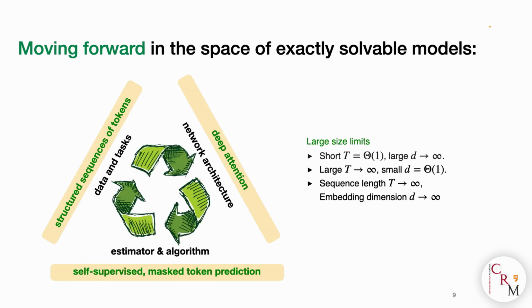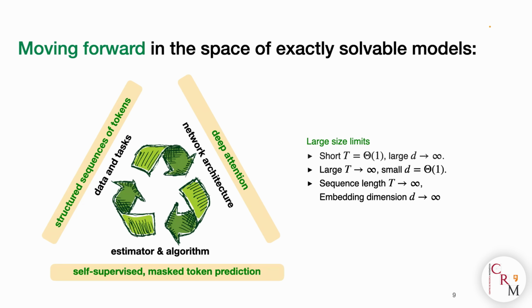All right. Now, if we want to move forward in the space of exactly solvable models, I go back to my ingredients. We need to account for those things. On the data side, I said the key thing is that we are presenting structured sequences of tokens rather than vectors. So the very least that we need to do in order to model attention is to present matrices at the input, not vectors. Doesn't seem so complicated to do. On the side of the algorithm, ideally we would account for this masked token prediction, that the next token is predicted from the previous ones, which is a self-supervised way of training.